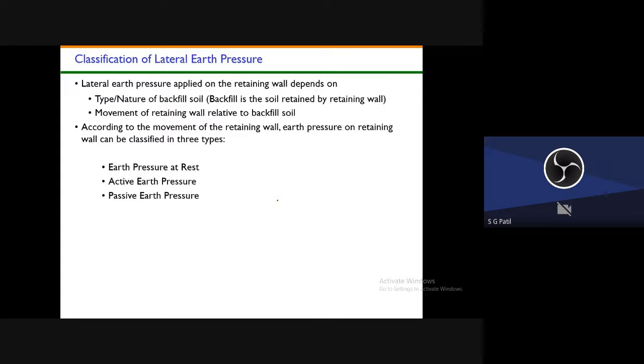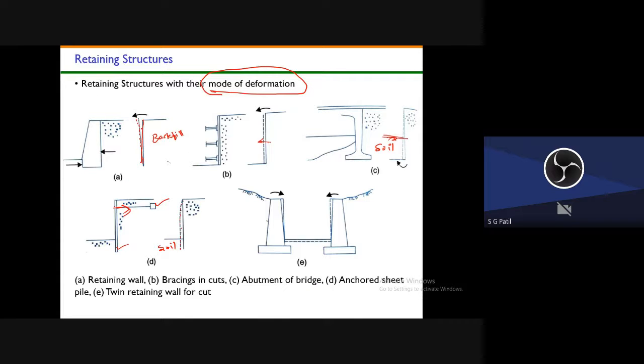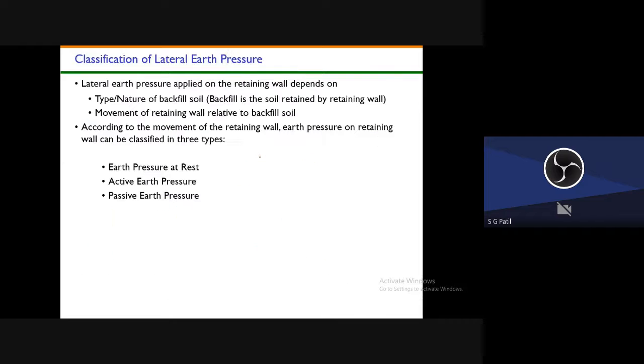Now we'll see the classification of lateral earth pressure. There are three types of earth pressures. Depending on the movement of these walls, we can classify earth pressures into three types. What are those? The lateral earth pressure applied on the retaining wall depends on two things. One is the type or nature of the backfill soil: what kind of soil is there, whether it's a clayey soil or a sandy soil. Backfill is the soil retained by the retaining wall.